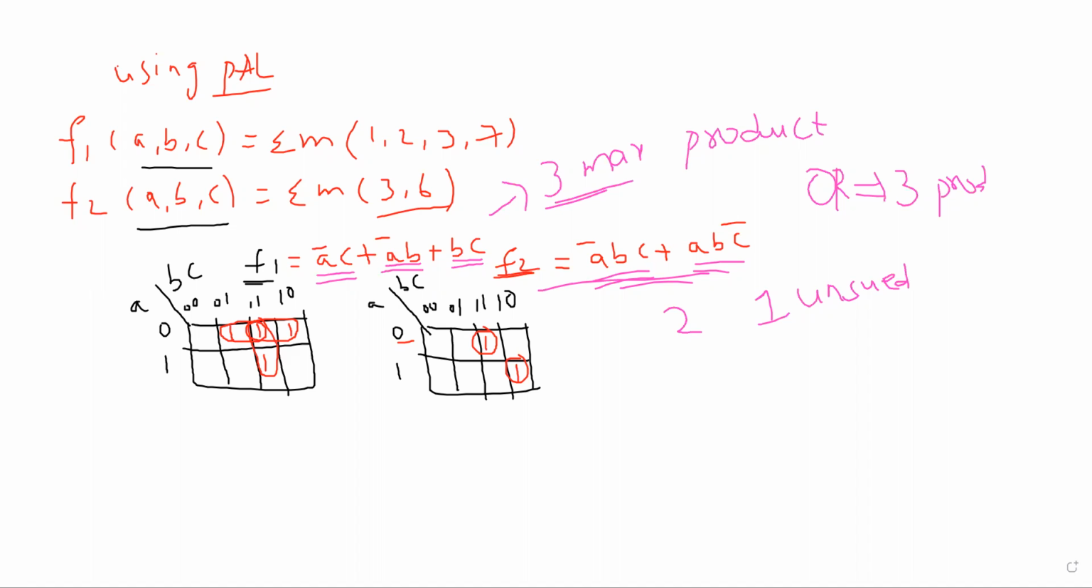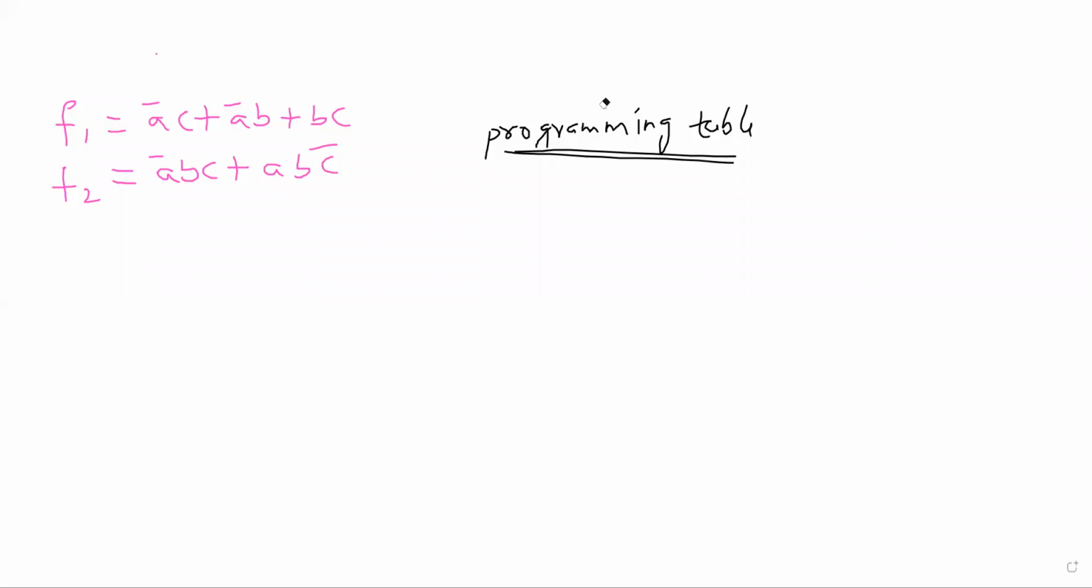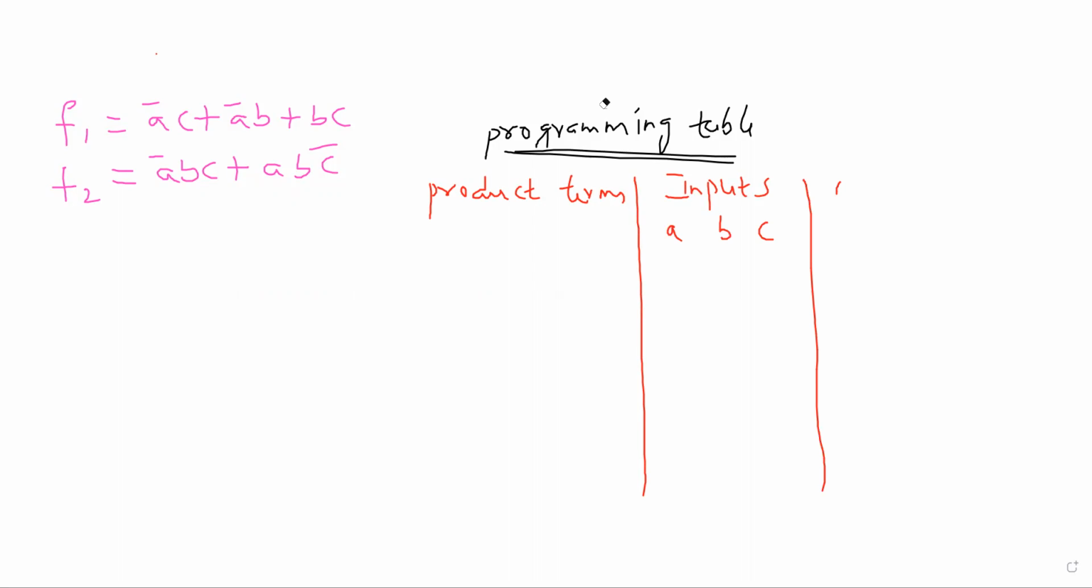Now we will write the programming table. How to write a programming table? In step 2 we have to write the programming table. That is a very important step. The first column should be product terms. The second column should be inputs. How many inputs does it contain? 3 inputs, a, b, c. The third column should be outputs.